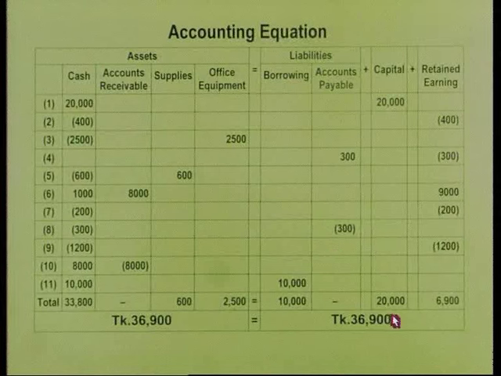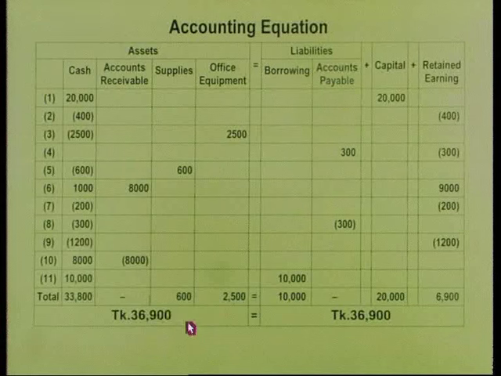There are 20,000 taka for contributed capital or capital, and for retained earning, we have considered the revenue, expenses and the drawing. So we have an ending balance of 6,900 taka in the retained earning column. Dear students, as you know, the transactions affect the accounting equation in such a way that the total assets are always equal to the total of liability and owner's equity. We have total assets of 36,900 and total liability and owner's equity of 36,900 taka.